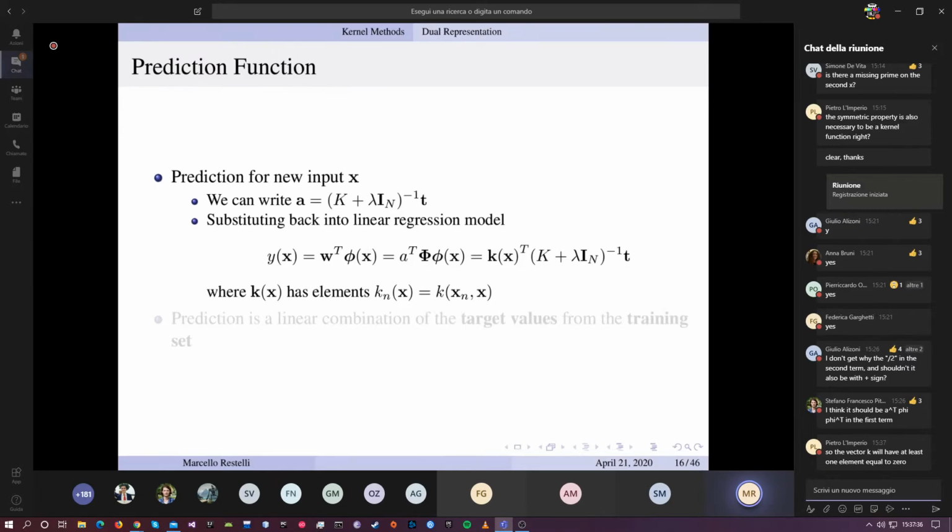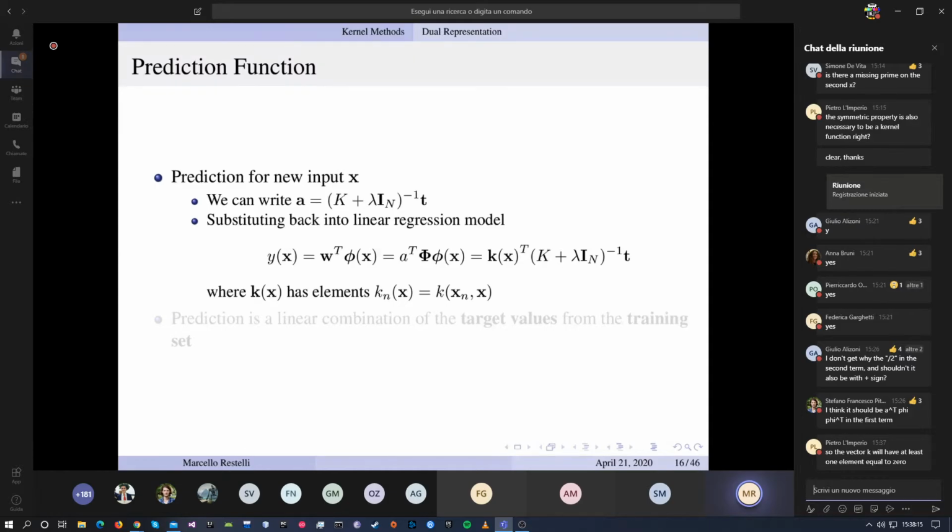The cool thing is that k can be computed even if you do not know what the features phi are that represent the kernel k. There is a question: the vector k will have at least one element equal to 0? No, why? Sorry, the vector k is the similarity between... so why 0? I cannot understand your observation.